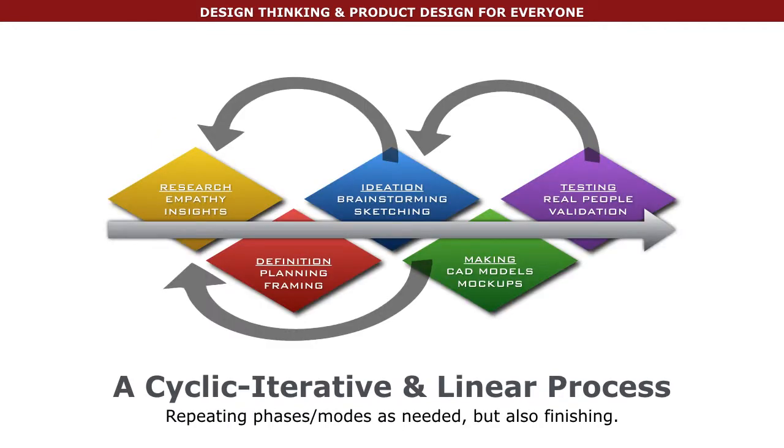The design thinking process is both cyclic, iterative, and linear. Often, several modes are done at once, and some must be revisited several times. However, the overall process must also be linear as well, since at some point one has to close and finish. It is important to iterate between the design thinking phases as needed.